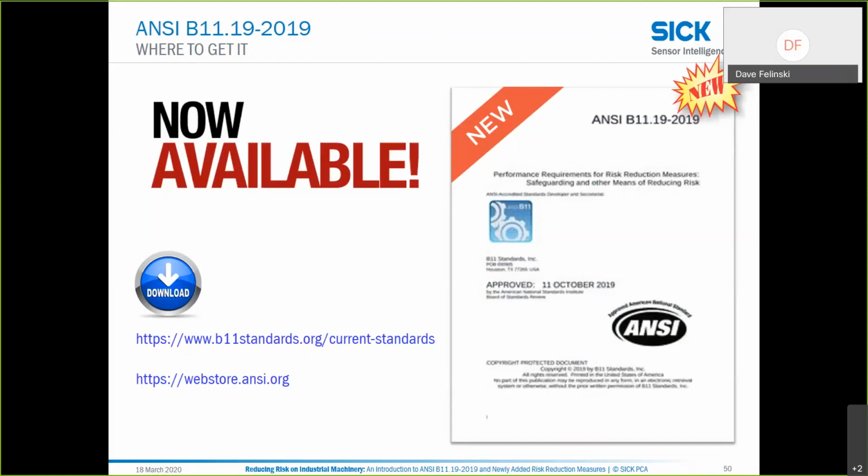You are invited to obtain the copy of the brand new B11.19 standard. A couple of sources that you can get both the electronic versions are the ANSI web store itself at ansi.org or the B11 Standards website, b11standards.org, current standards. If you're interested in obtaining a print copy, harder and harder to get print copies of standards these days, but I believe TechStreet does still sell print copies, as well as Global Engineering, which is part of IHS Global.